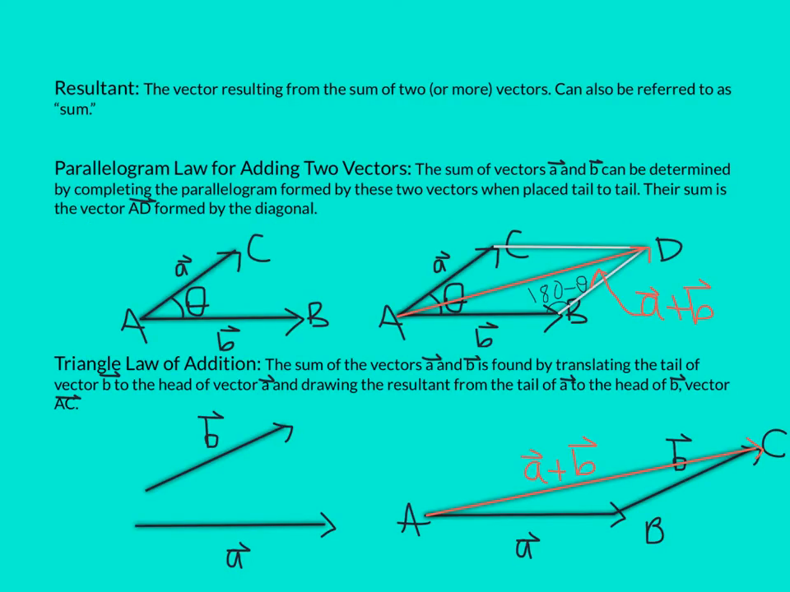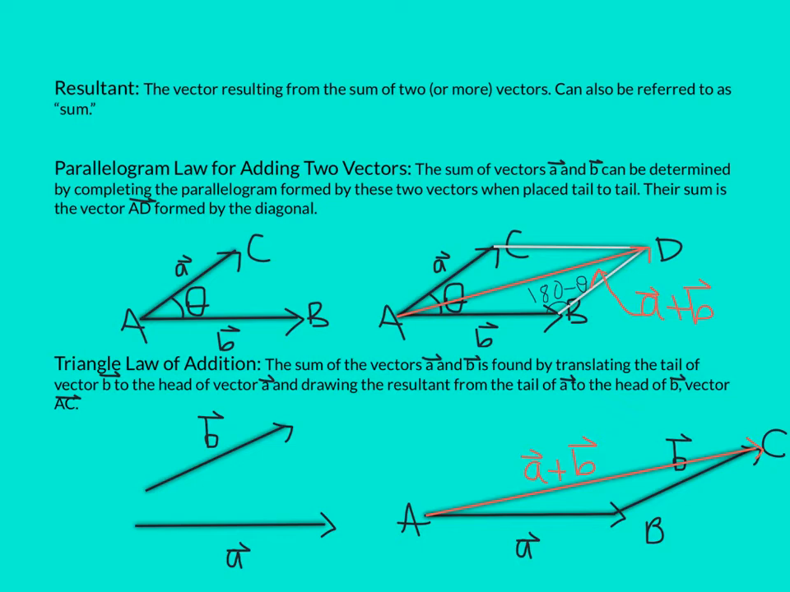One of the new terms you're going to hear today is resultant. This is the vector that results from the sum or addition of two or more vectors. And sometimes you'll just hear it referred to as the sum vector, but resultant vector is the most commonly used word.